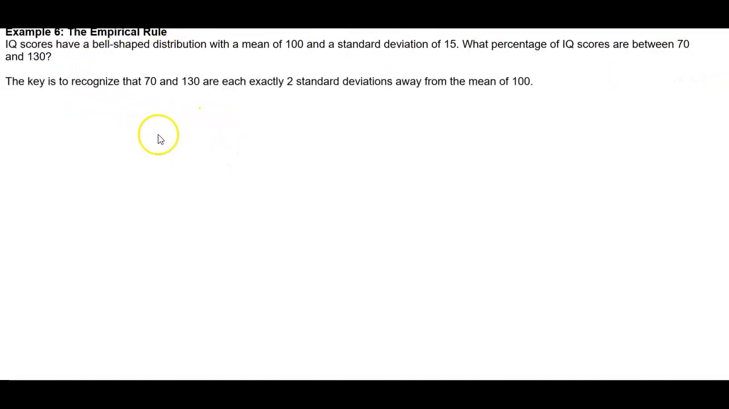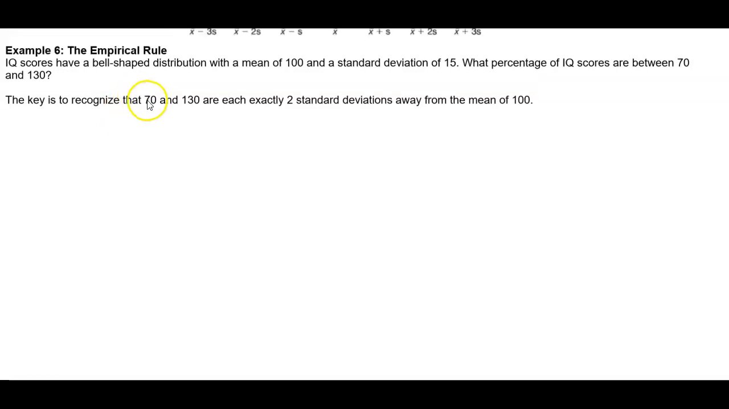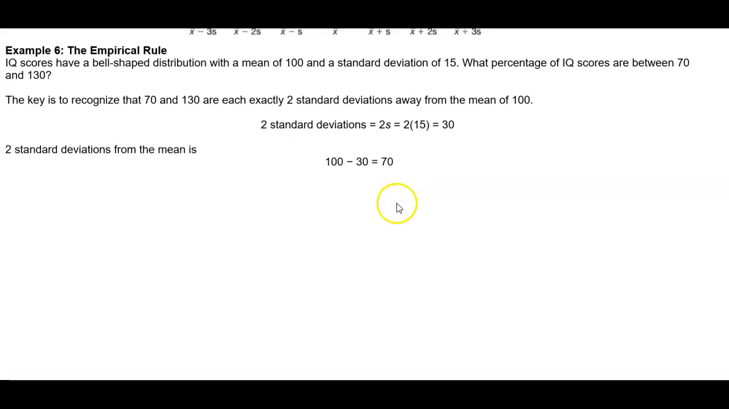Okay, now the key is to recognize that 70 and 130 are each exactly 2 standard deviations away from the mean of 100. So remember that 2 standard deviations is equal to 2 times s. Remember that the standard deviation is 15, so 2 times 15 is 30. So 2 standard deviations from the mean is then 100 minus 30, which is 70, or 100 plus 30, which is equal to 130.